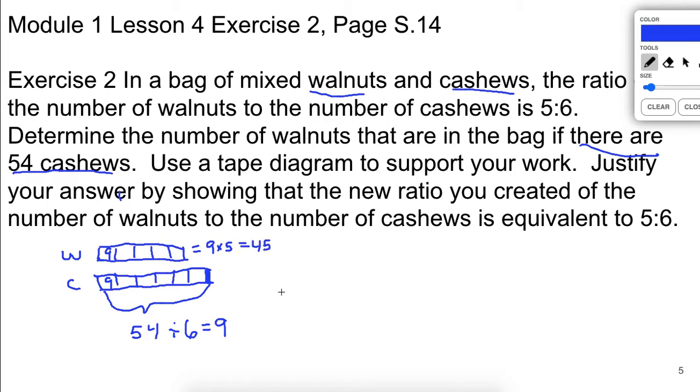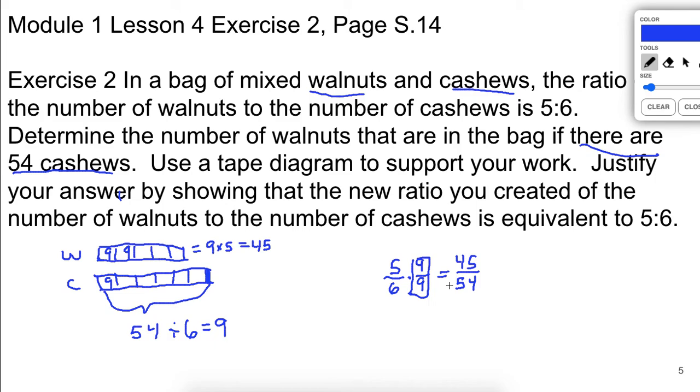Now they want us to justify it by showing that the new ratios you created, number of walnuts to cashews, are equivalent. The way I would show they're equivalent is I would use a giant 1. So we have our 5 to 6, we multiply that, and our giant 1 is going to be made up, again, of the size of what goes in our bins here. That's going to be made up of 9s. So we're going to multiply by 9 over 9, and that's going to justify those are equivalent. So we're going to end up with 45 over 54. And that is true because we're multiplying by 1, and when we multiply by 1, we don't change the value of it. So that's our justification right there.